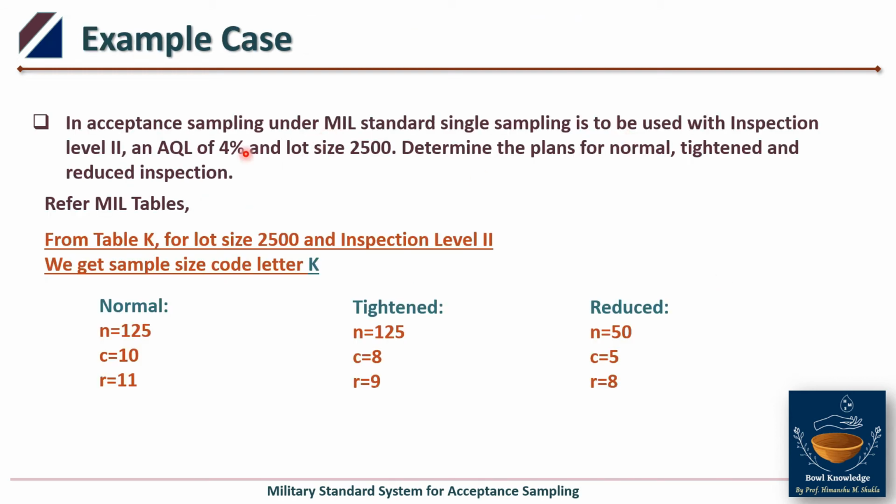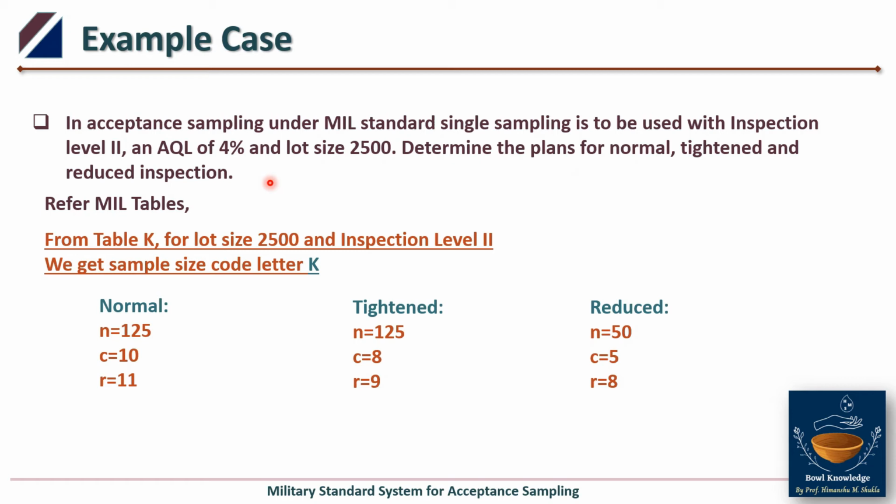Now we will take one example case. In acceptance sampling under MIL standard, a single sampling plan is to be used with inspection level 2, an AQL of 4% and lot size 2500. Determine the plans for normal, tightened and reduced inspection. So what are these 3 types of inspection?